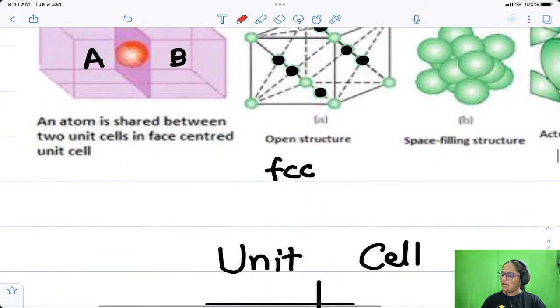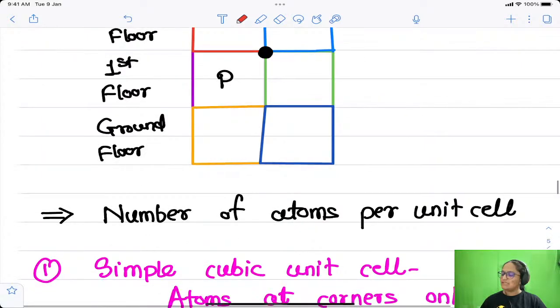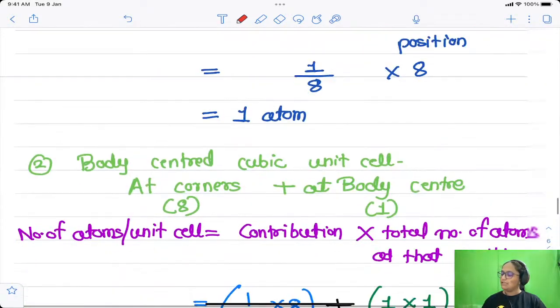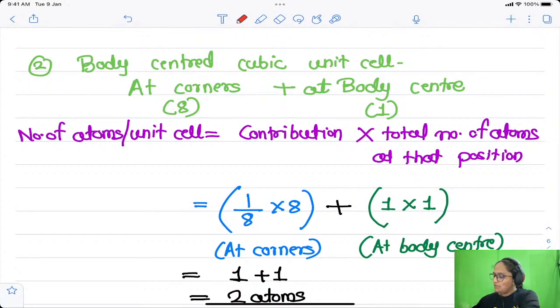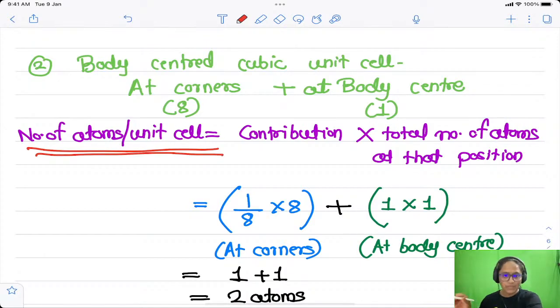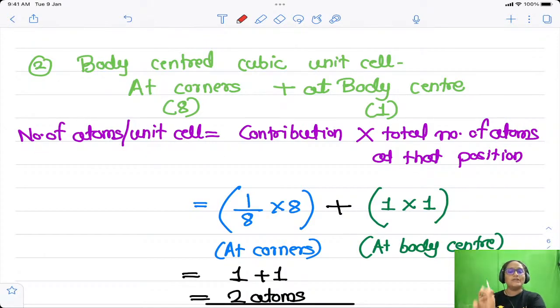Now let us see the calculation of its number of atoms. For that purpose, you have to use the same formula I have told you. This formula is applicable for all types of unit cell, not only simple. Remember, contribution multiplied by total number of atoms at that position. For BCC, atoms are present at corners as well as the body center, so we have to calculate the number of atoms separately: first at the corner, then at the body center.